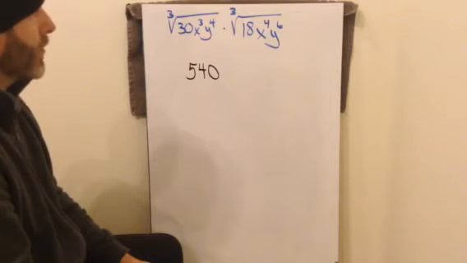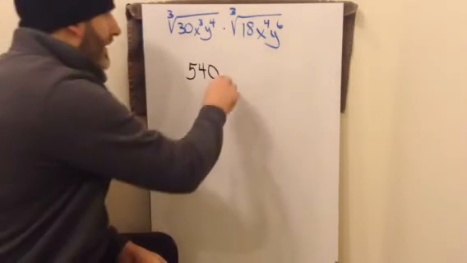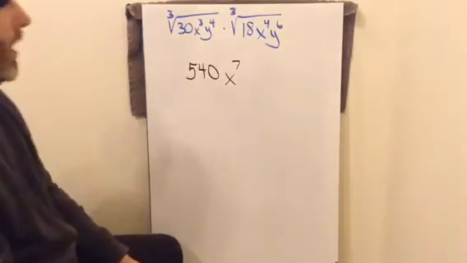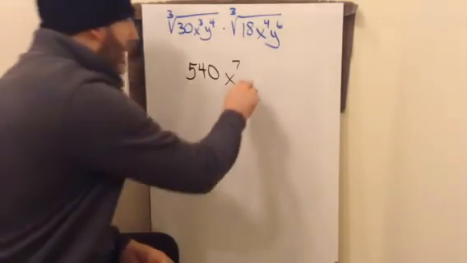X cubed times x to the 4th. 3 plus 4 will be x to the 7th. Y to the 4th times y to the 6th. 4 plus 6 will be y to the 10th.